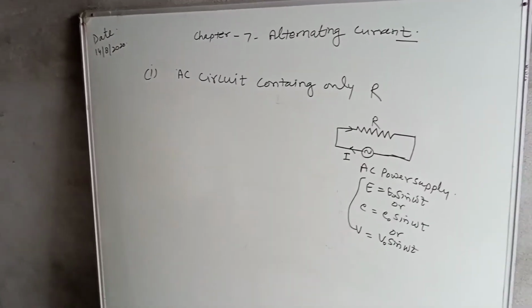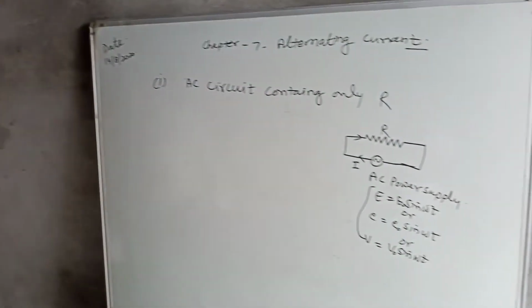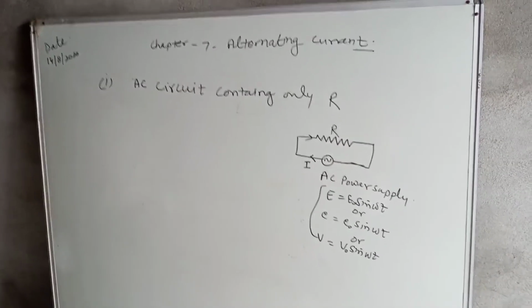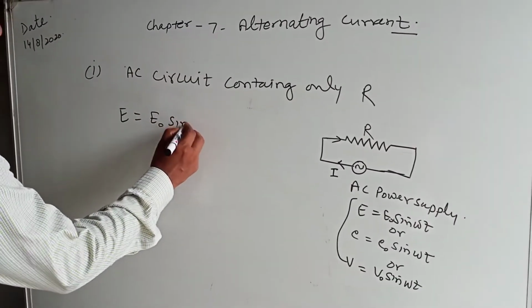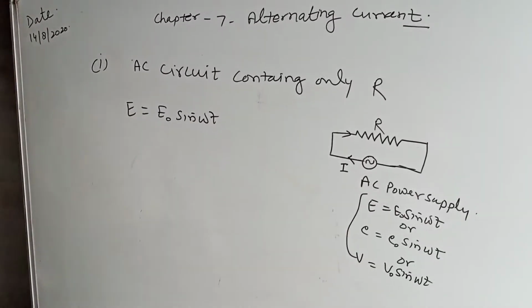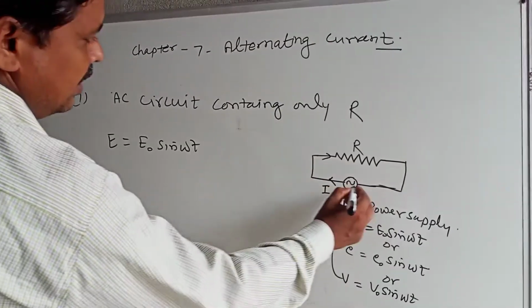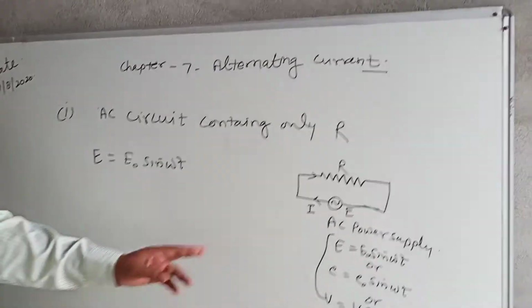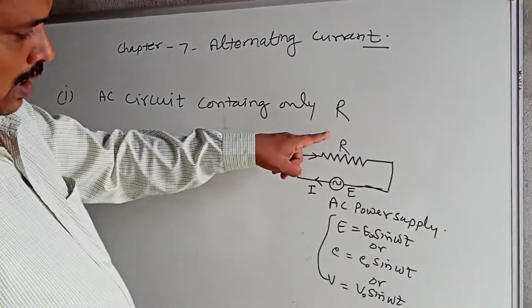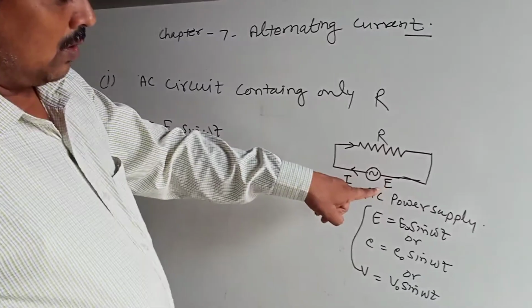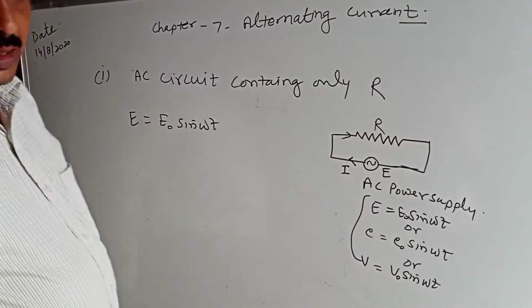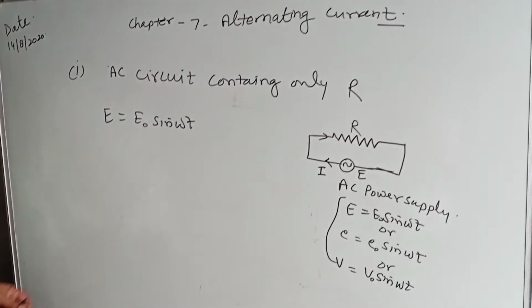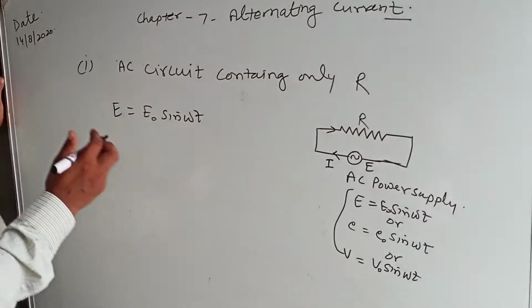Now we know the power supply is E equal to E naught sin omega t. Now we find out the value of current in the resistance when the alternating power supply E is equal to E naught sin omega t is connected with this resistance. How much current takes place in this resistance?